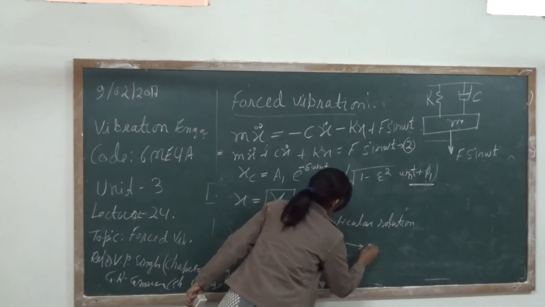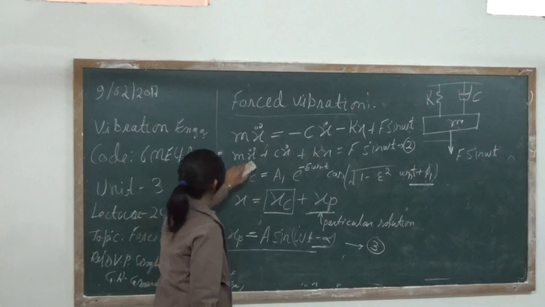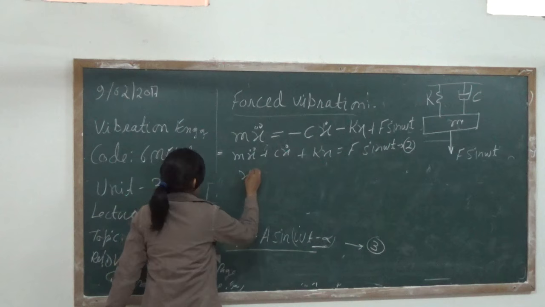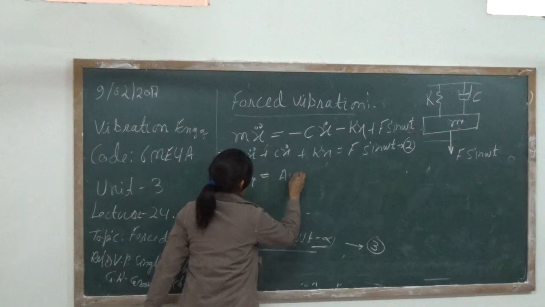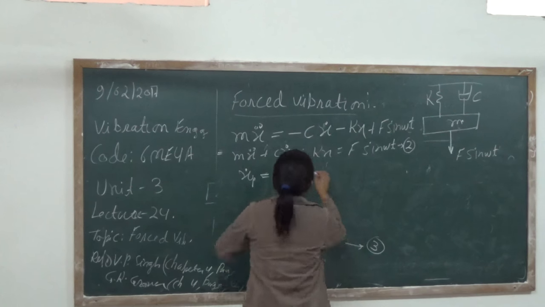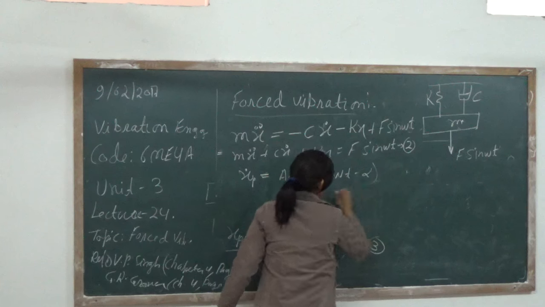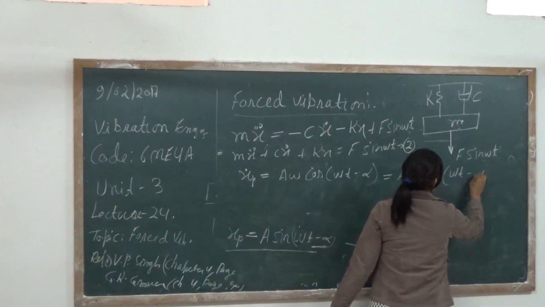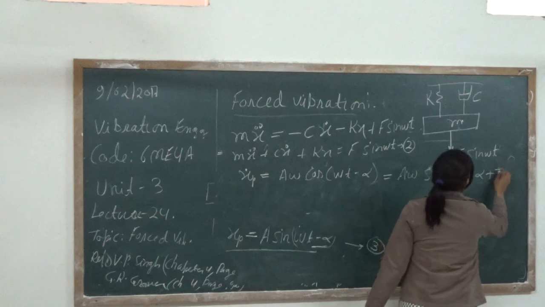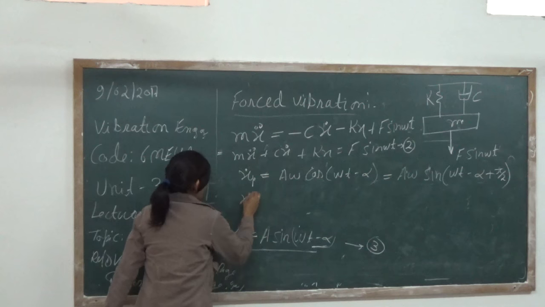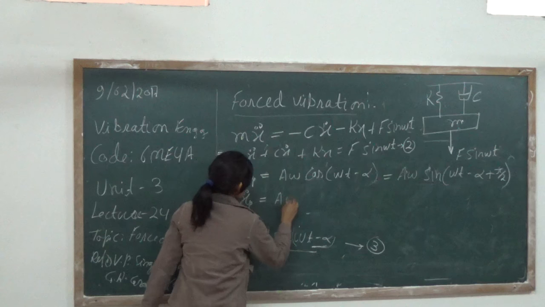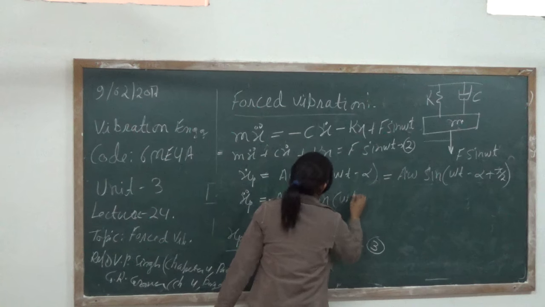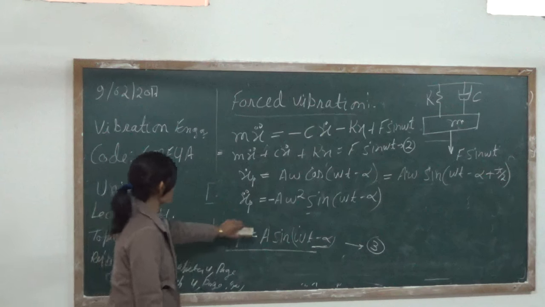Then with the help of equation number 3 and equation number 2, we will derive the particular solution. For the particular solution, we know that xp dot, the velocity, will be A omega cos omega t minus alpha, or we can write it as A omega sine omega t minus alpha plus pi by 2. Then acceleration will be minus A omega square sine omega t minus alpha.